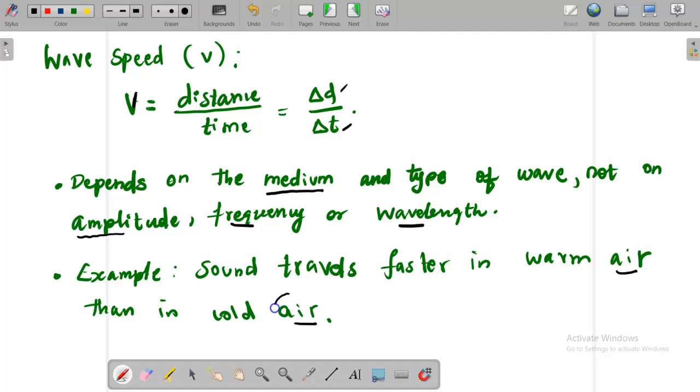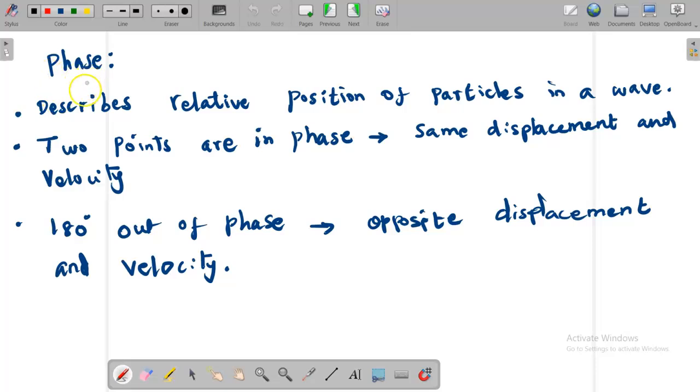Because you see the air medium, both of them are air. One is warm, another is cold. In warm air, the particles move faster, so the speed of sound is faster. Phase describes the relative position of a particle in a wave. Two points are in phase if they have the same displacement and velocity. 180 degrees out of phase means opposite displacement and velocity. You can pause and copy.